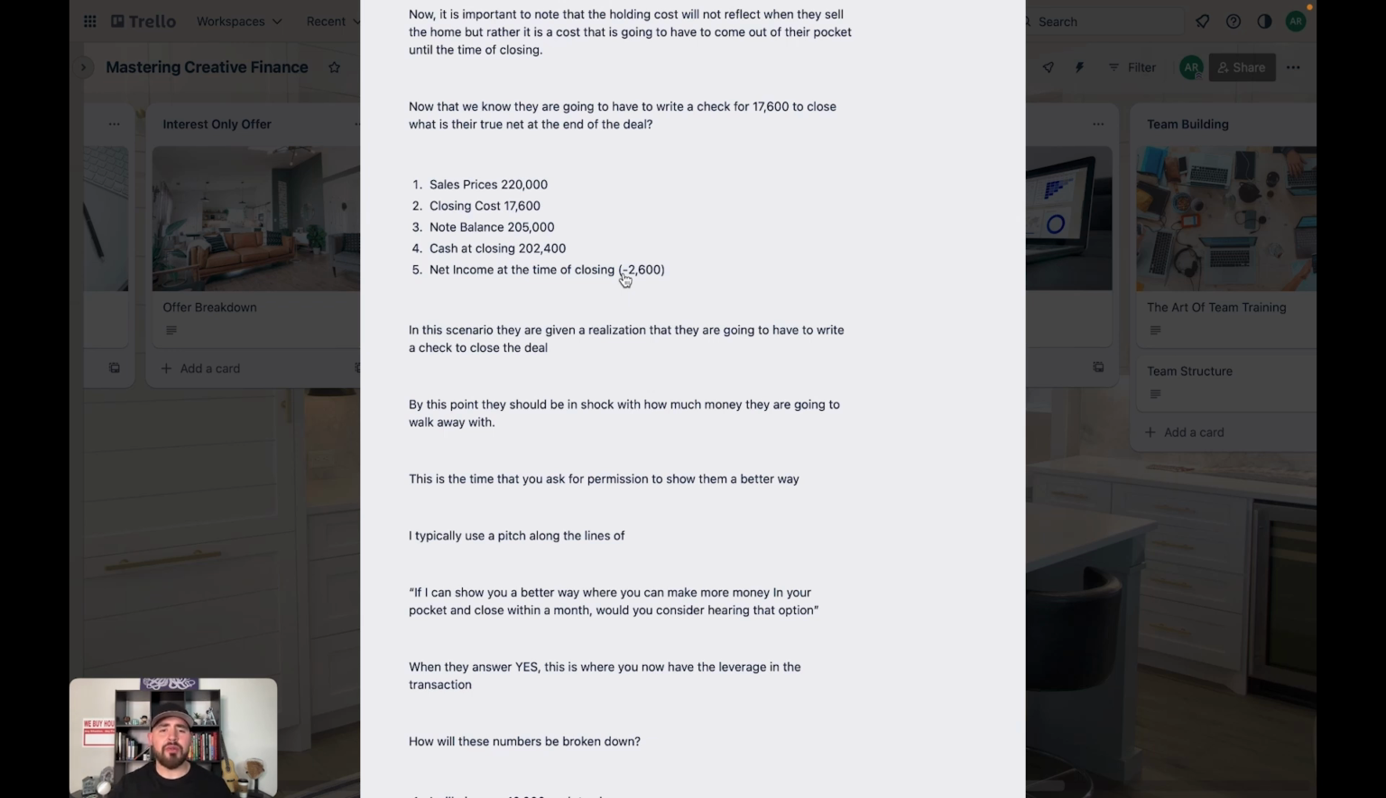By this point, they should be in shock with how much money they're going to have to walk away with, which is literally negative money. They don't even have enough money to get it for free. They're going to have to write a check, giving negative money. So this is the time that you ask for permission to show them a better way.